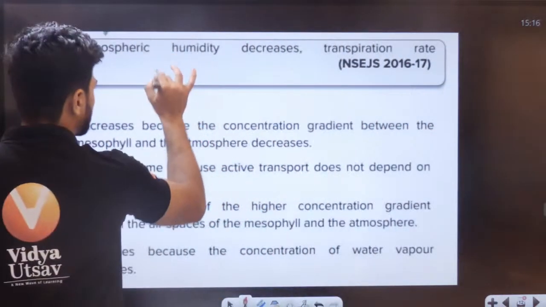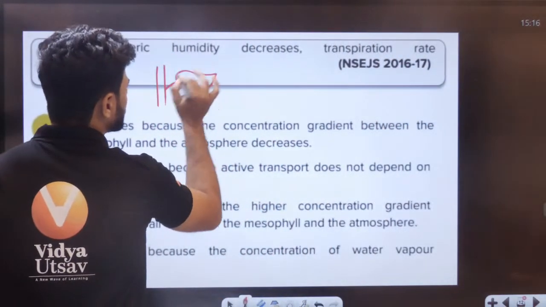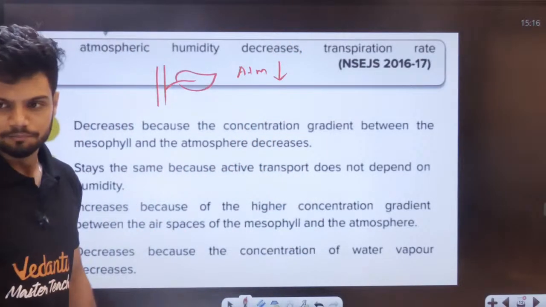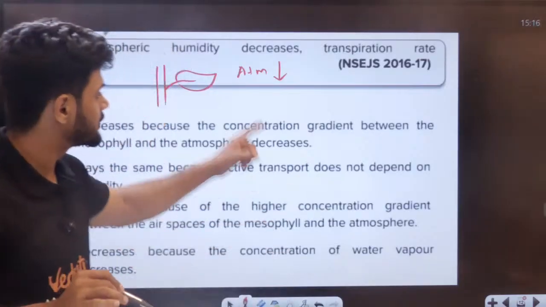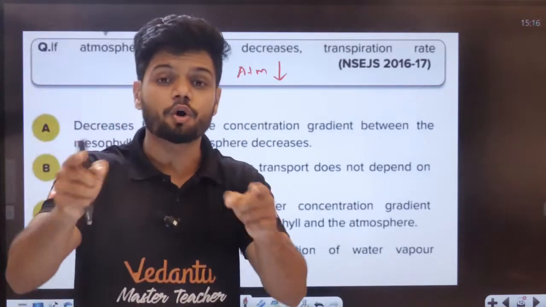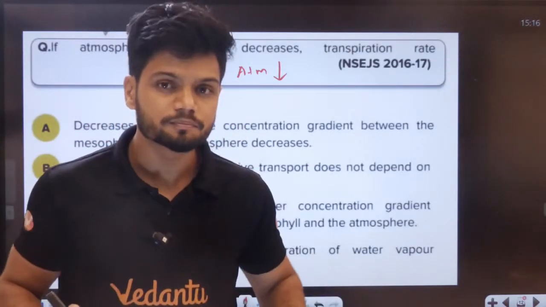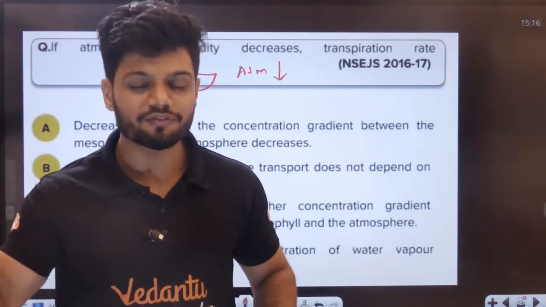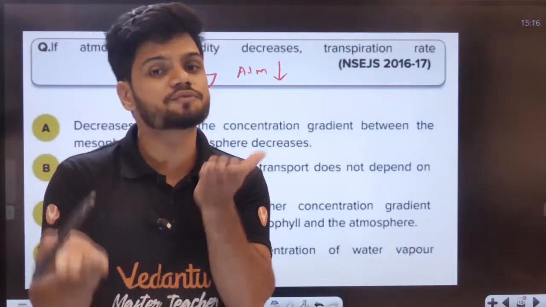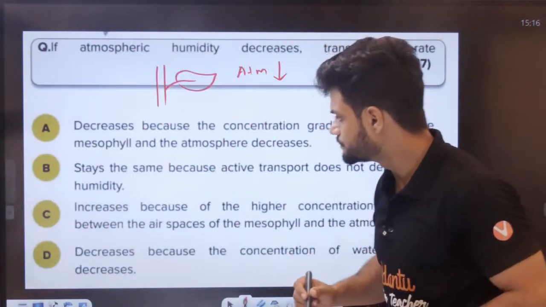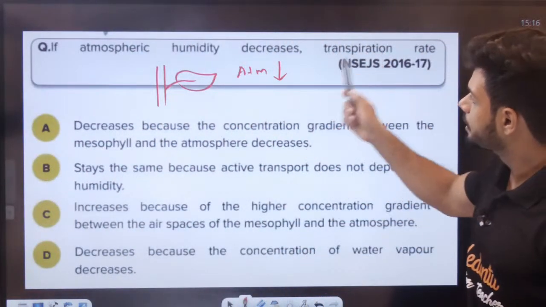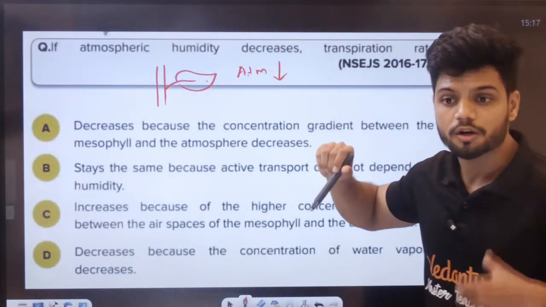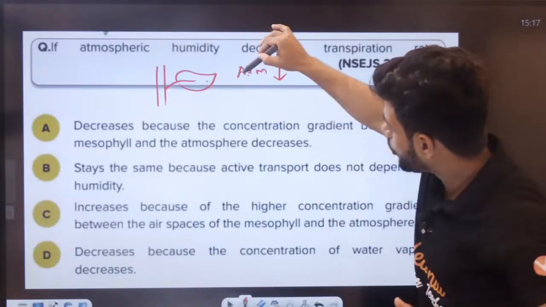See, this is a plant here. This is a leaf right now. Now, in the atmosphere, what is happening? The humidity is decreasing. If the humidity is decreasing in the atmosphere, will there be a concentration gradient formation? The water vapor present inside the leaf and outside in the atmosphere, a gradient is formed now. Okay. So what happens to the transpiration?